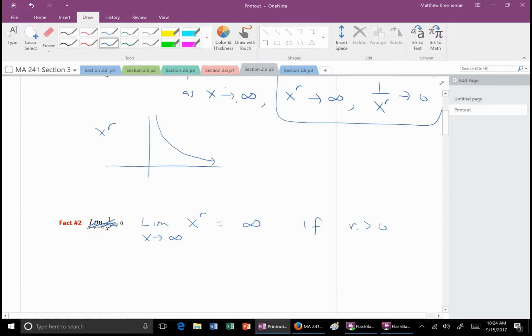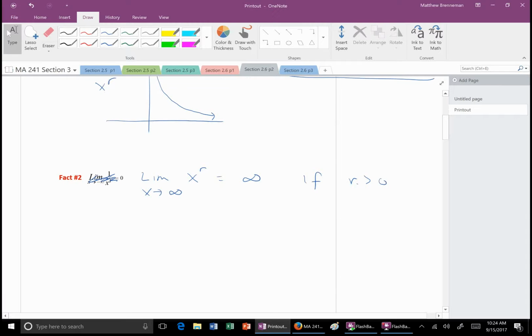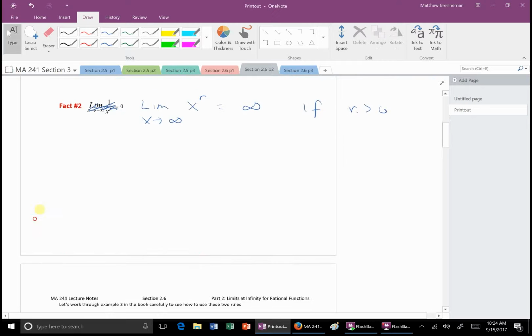Any positive power, they may increase really, really slowly. The 10th root of x, you plot that. It increases really, really slowly, but it does increase without bound. This is a fact. And again, you can prove this mathematically if you really, really want to. But we won't.